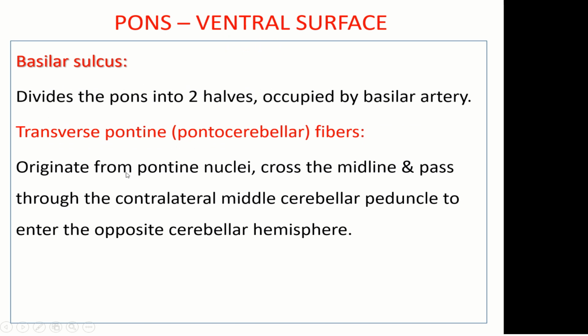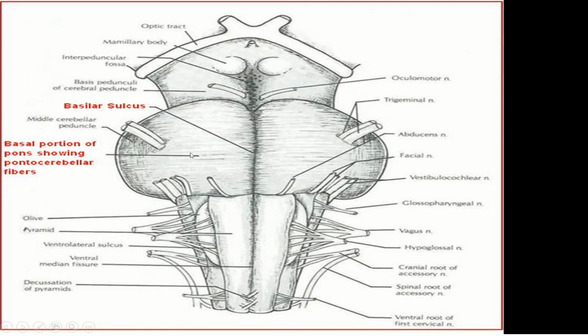So on the ventral surface, two important features which are striking are, one, the basilar sulcus, and the other, the transverse pontine fibers which cause striations. These are usually formed by the pontocerebellar fibers. These pontocerebellar fibers start from the pontine nuclei, then cross the midline and enter the opposite side cerebellum through the middle cerebellar peduncle. You can see here, this is the basilar sulcus. These are the transverse striations caused by the pontocerebellar fibers. Actually, they are part of the cortico-pontocerebellar pathway: from the cerebral cortex to the pontine nuclei, and from the pontine nuclei to the opposite side cerebellum.